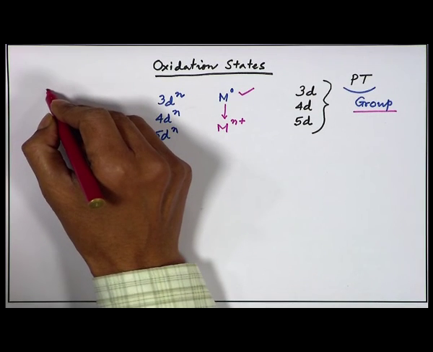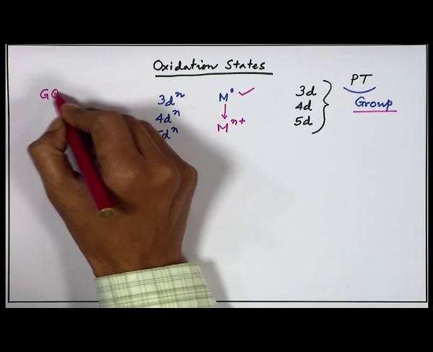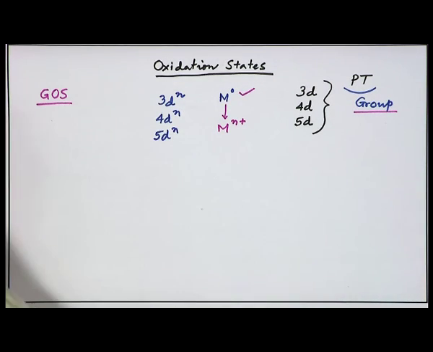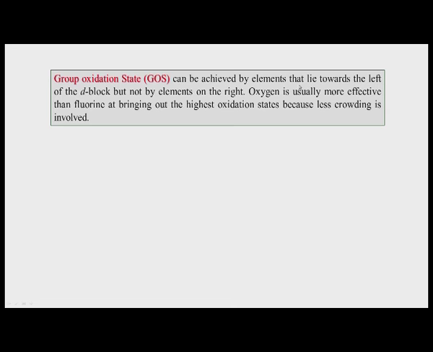So, we will define something which we will consider as group oxidation state. So, we will tag this particular oxidation state as group oxidation state. This basically tells us that it can be achieved by elements that lie towards the left of the D block. So, if we consider occupying these D levels from D1 to D9, we are having some elements on the left hand side, below the D5 system, and on the right hand side after the D5 electronic configuration, we can have some other elements. So, towards the left, that means towards D1, D2, D3, D4 and D5, this can be achieved by the elements very nicely, and oxygen is usually more effective than fluorine at bringing the highest oxidation state, because less crowding is involved.